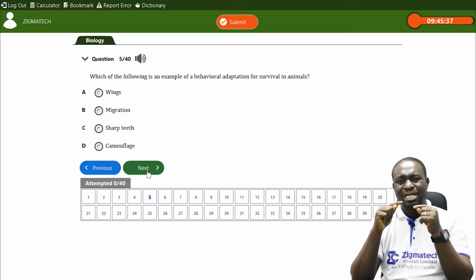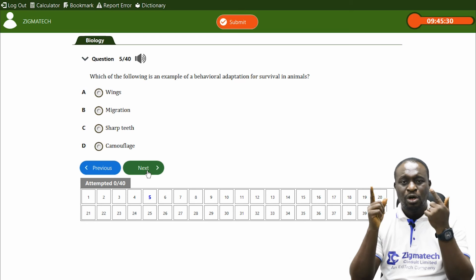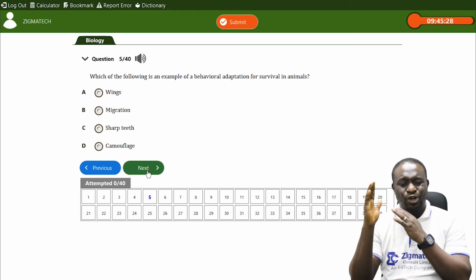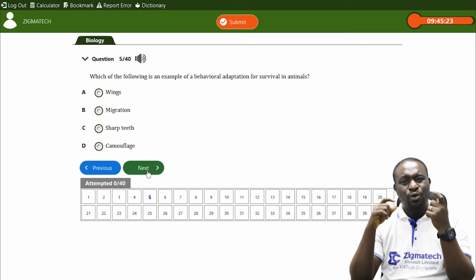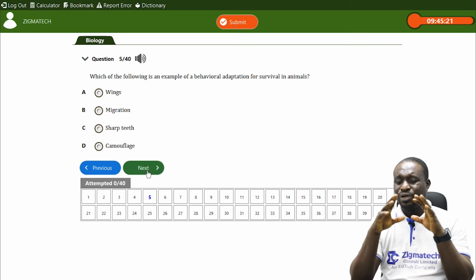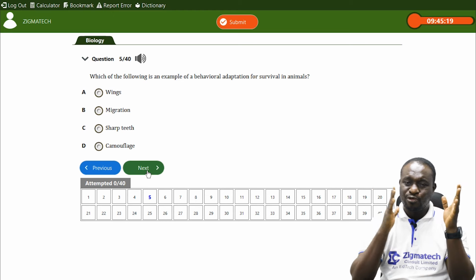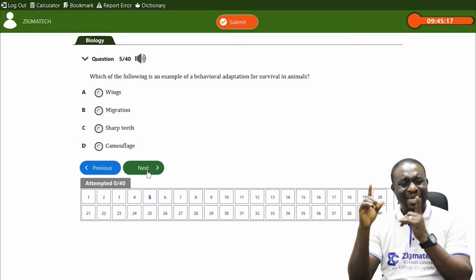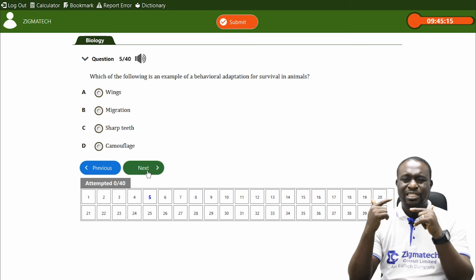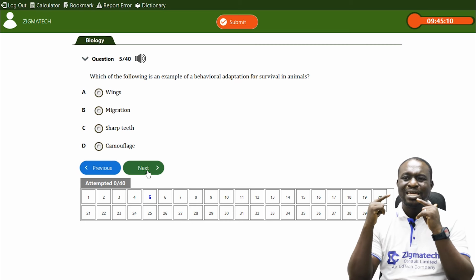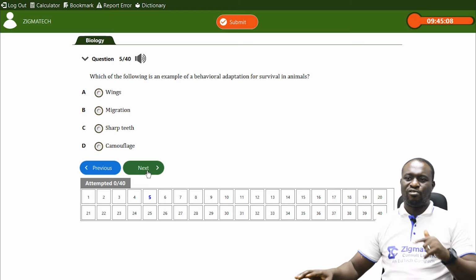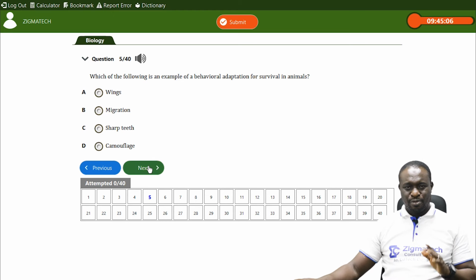Now, migration is a process by which living organisms, most essentially animals, move from one place to another based on climatic factors. So they change environment, they move from one place to another, and that is a response. So this is the correct answer of an example of behavioral adaptation for survival in animals. I hope you understand this.